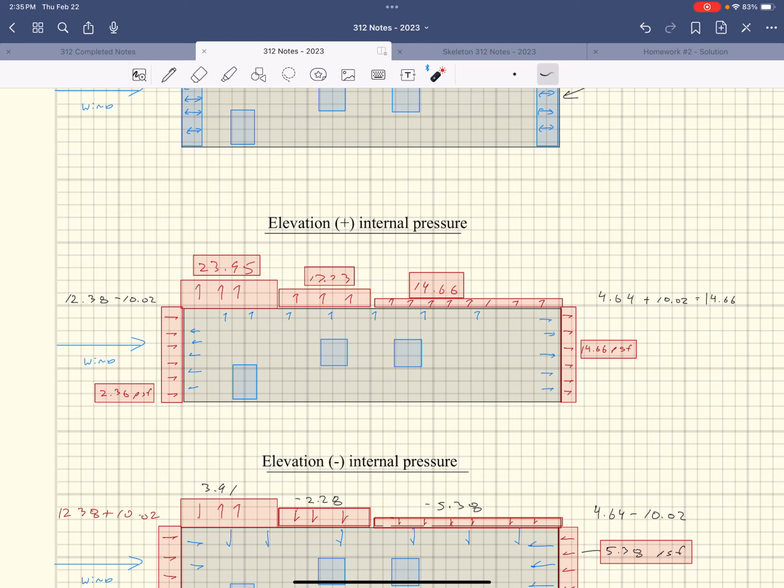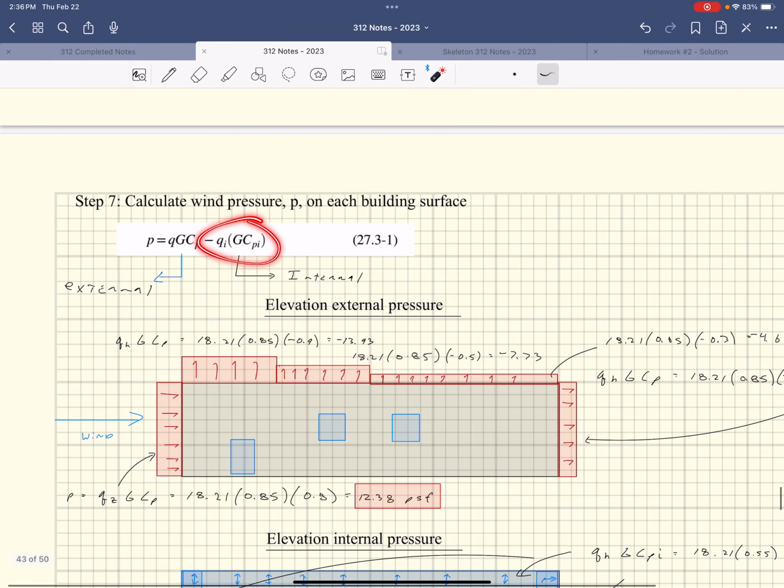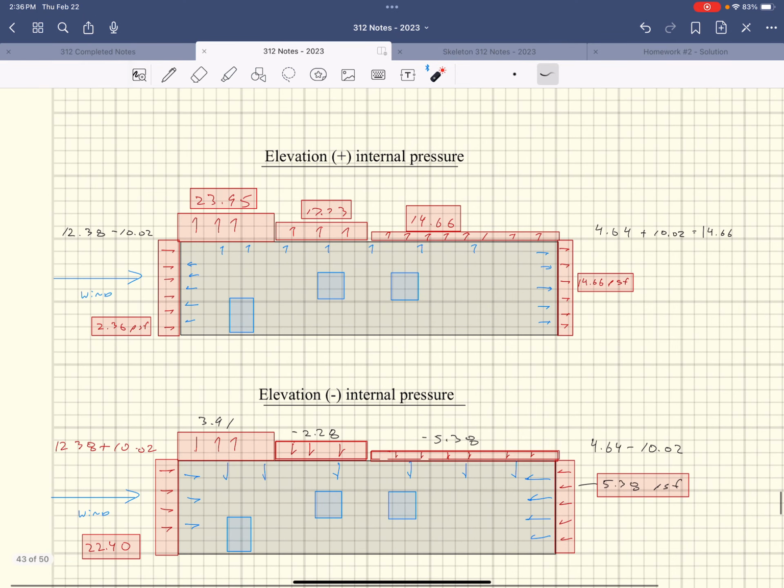So it's going to be 12.38 minus 10.02. And technically, if you keep track of your signs, 12.38 is a positive external pressure. And then this equation up here says you subtract the internal pressure, and that internal pressure is a positive number. So 12.38 minus 10.02 gives me 2.36. So my resultant pressure on the face over here is 2.36 PSF. If you then go over to the other side here, I calculated it to be 4.64.